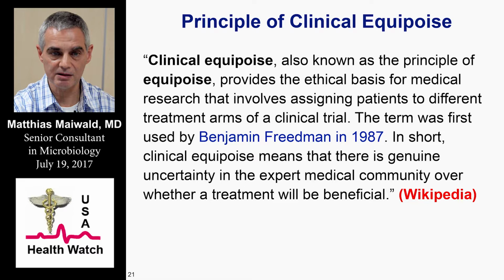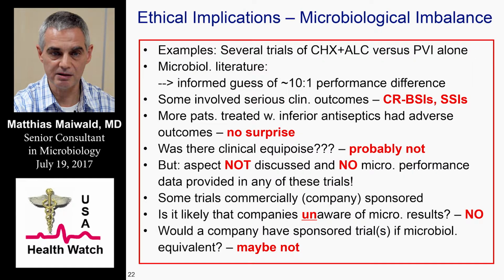In this slide, I'm explaining the principle of clinical equipoise. Clinical equipoise, also known as the principle of equipoise, provides an ethical framework for clinical trial research. Basically the principle is this: it should not be known before the clinical trial that one of the two trial arms is highly likely to be superior, because then we have a skewed situation whereby we're exposing one trial arm to an inferior treatment. Let's look at slide 22.